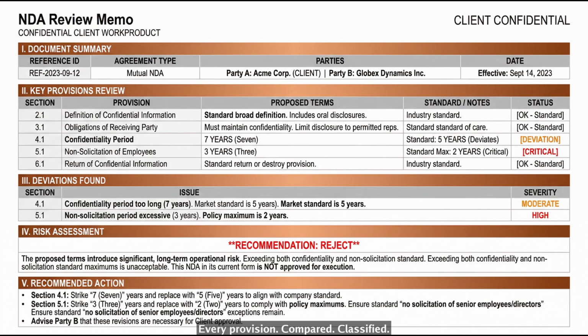The memo opens with a document summary, then walks through every provision side by side against company standards. Deviations get severity levels and plain English explanations. The risk assessment connects specific findings to an overall classification, and the recommended action section drafts the exact changes to request, which, honestly, is the part that used to take the longest to write.